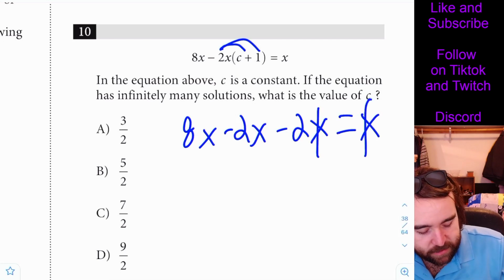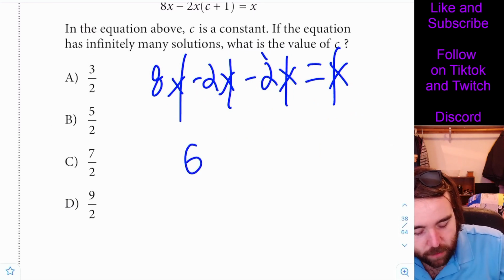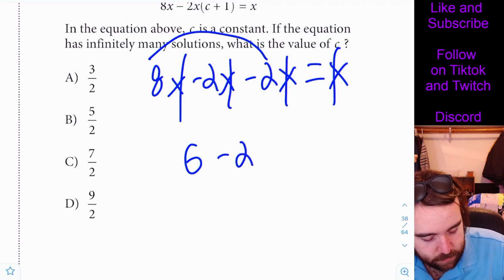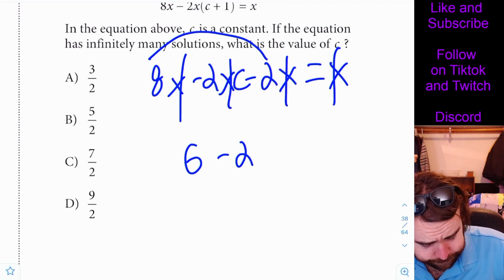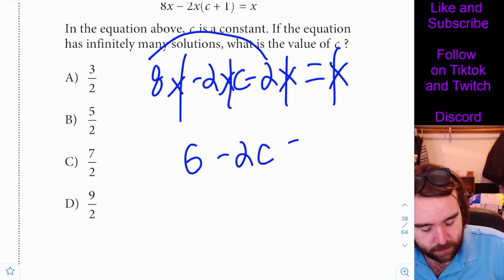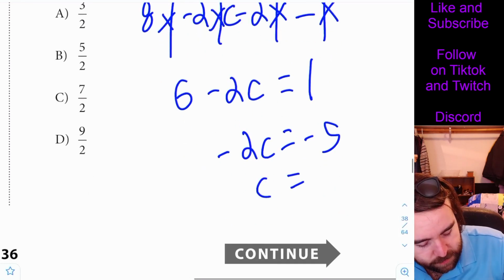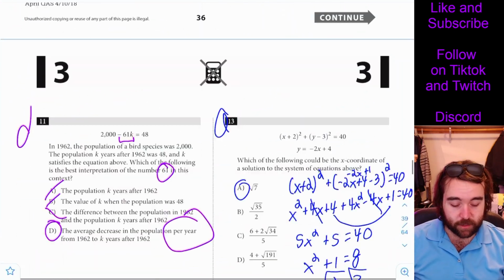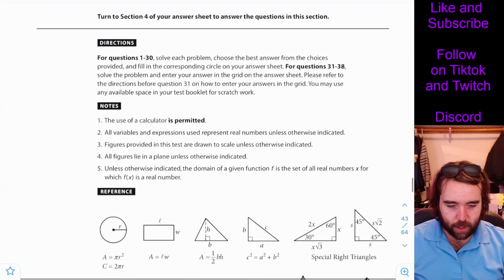So we can do the exact same thing where we divide everything by x and cancel out the x. But then we'll have this negative 2 to combine with the 8. So we'll end with 6 minus 2c equals 1. So then we're subtracting 6 from both sides to get negative 5 and dividing by negative 2 to get that c equals 5 halves. Alright, slight mistakes. Slight mistakes. Okay, on to the second half.